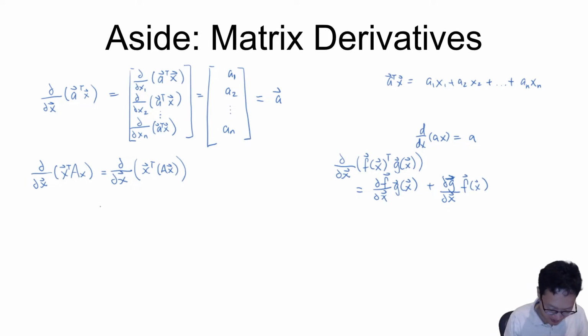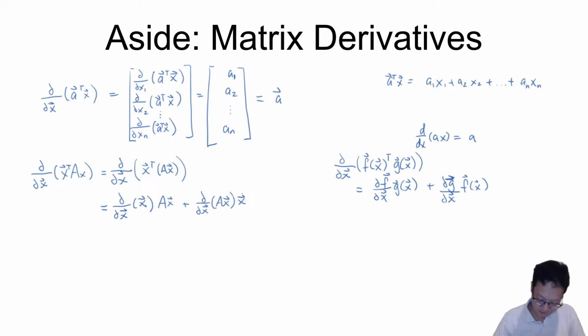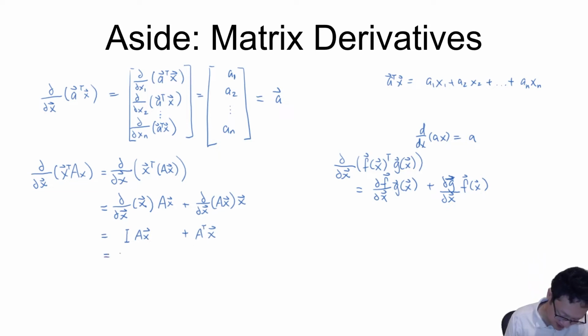So now applying this to our quadratic form here. So this is actually going to be the derivative of x times Ax, plus the Jacobian of Ax times x, like that. Okay, so actually the Jacobian of something with respect to itself is just identity times Ax. And here we already looked at the Jacobian of Ax, that gives us A transpose, and then times x. So in the end, we can factor out the x and we get A plus A transpose x.